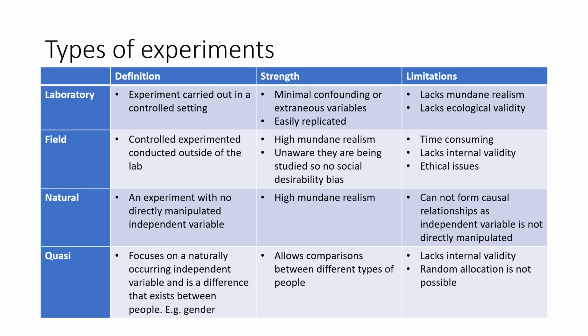Moving on to the field, this is a controlled experiment conducted outside of the lab, which has high mundane realism or ecological validity. I think they tend to prefer using ecological validity rather than mundane realism. And also the participants are unaware that they are being studied, so there is no social desirability bias. However, it is time consuming, lacks internal validity, and there are ethical issues as well. Because obviously using a covert method of studying people is not very good. I mean, there are a lot of ethical issues to it.